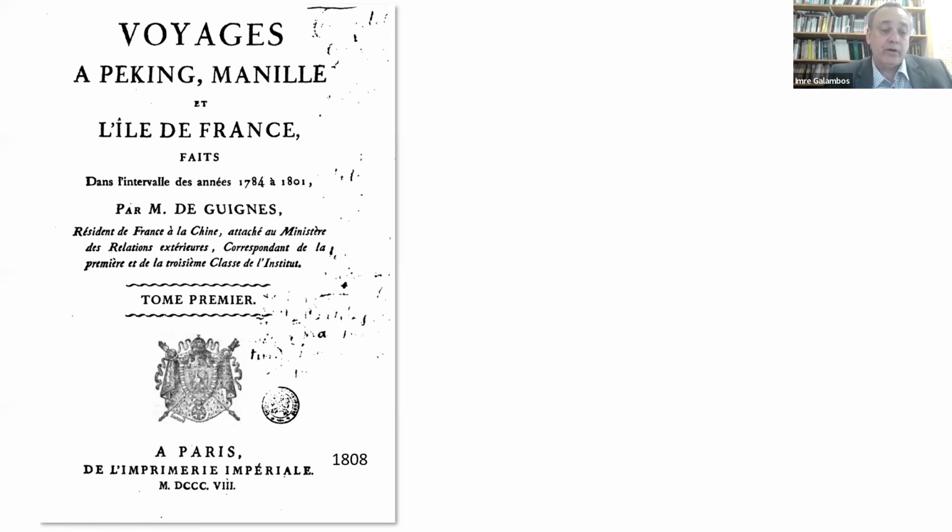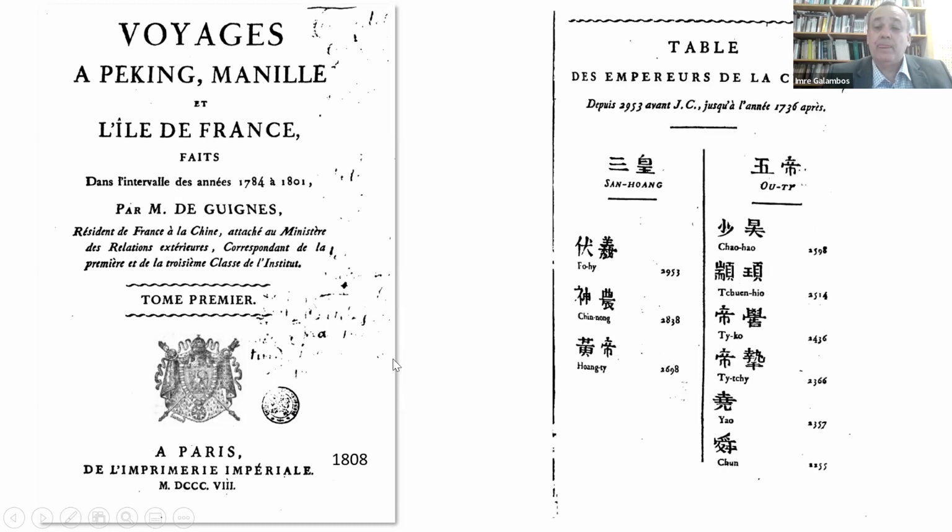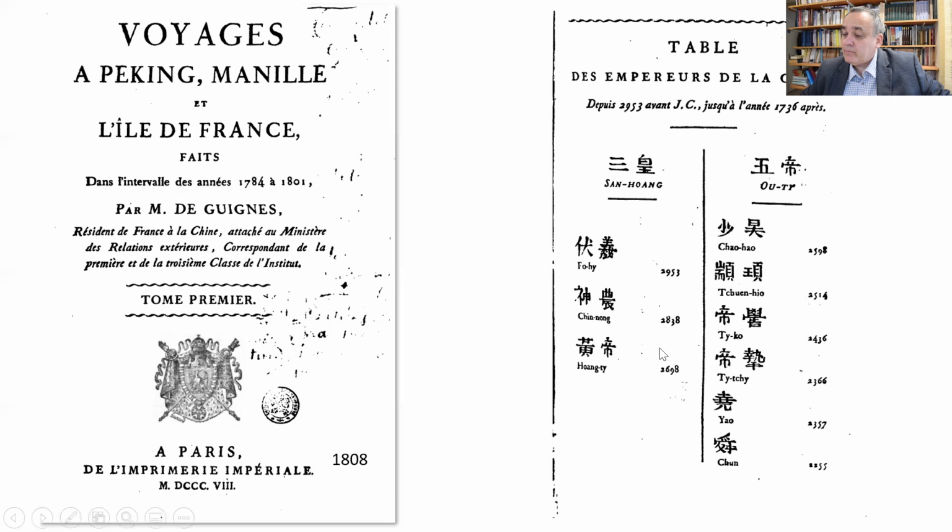But if we go further back in time, we can see, for example, this book published by De Guignes, and it was published in 1808. I put the Arabic numbers in case somebody has problems with Roman numerals. This book was published before Morrison's dictionary. And as we can see, he has this table of the emperors of China, starting from 2953 BC and going up until 1736, so not too long before his time, a few decades before his time.